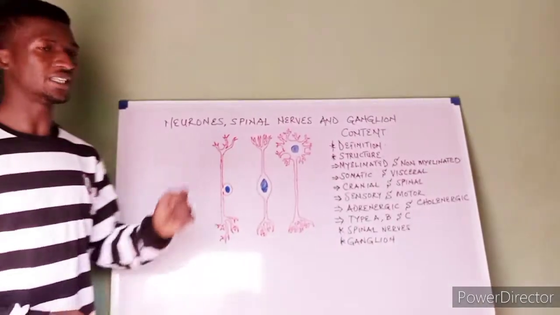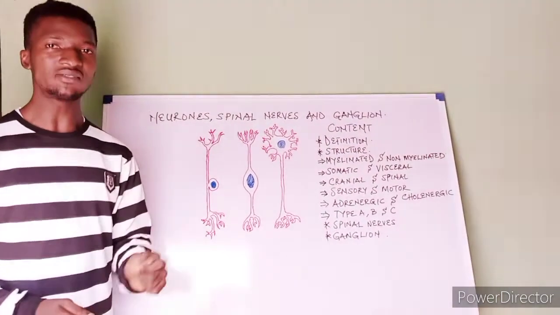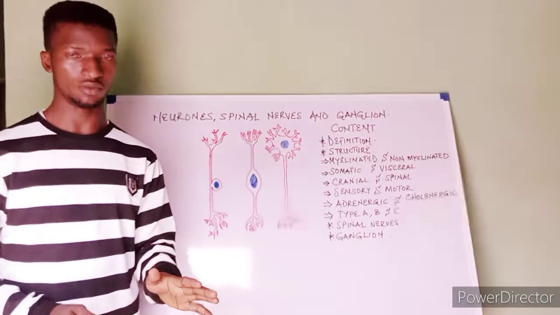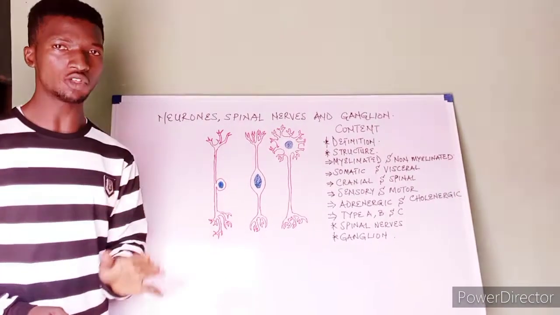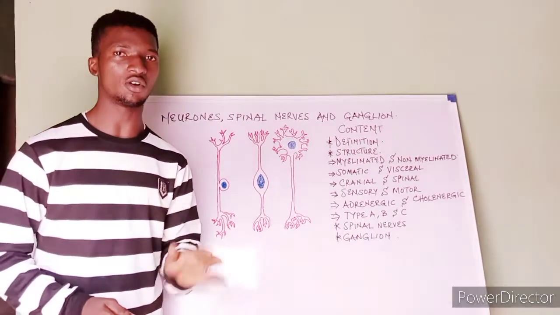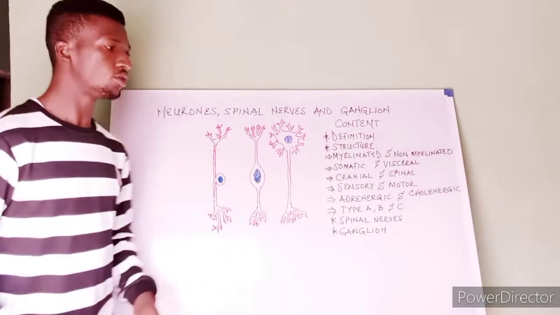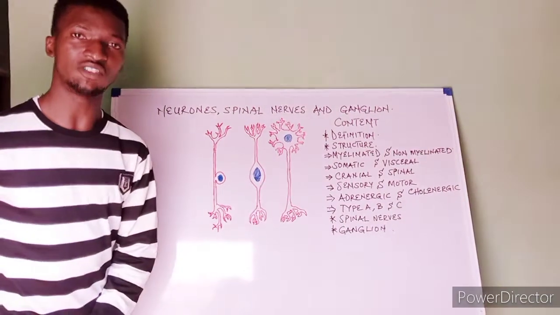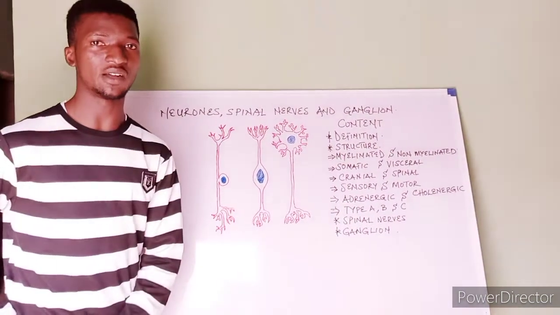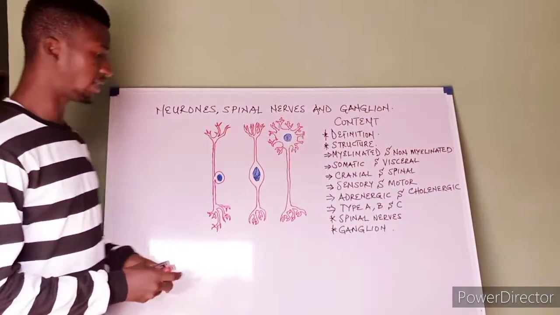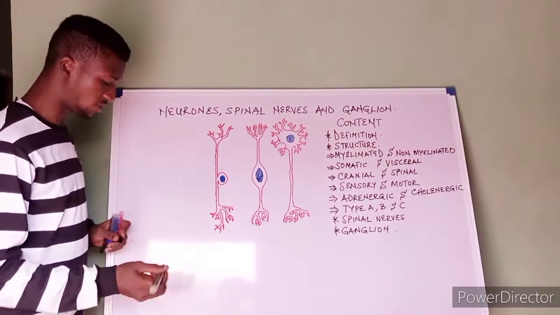What is a nerve cell? A nerve cell can also be referred to as a neuron, and it is the structural and the functional unit of the nervous system. When you talk about the nervous system, we talk about the central nervous system and the peripheral nervous system. Now let's look at the classification of the nervous system.